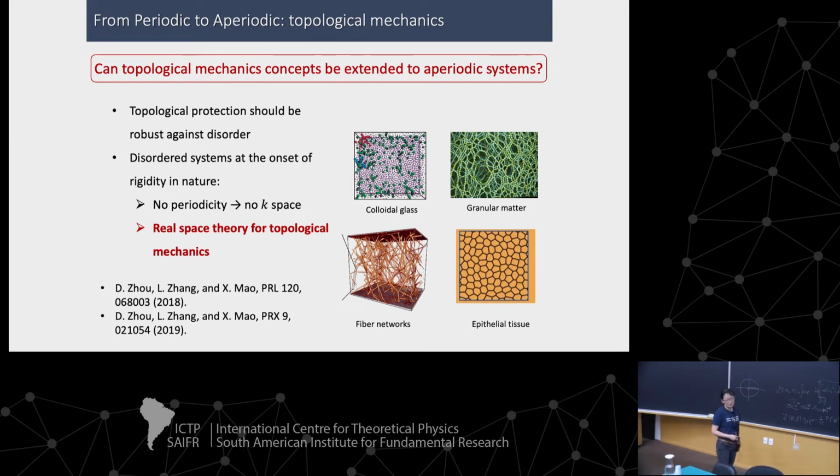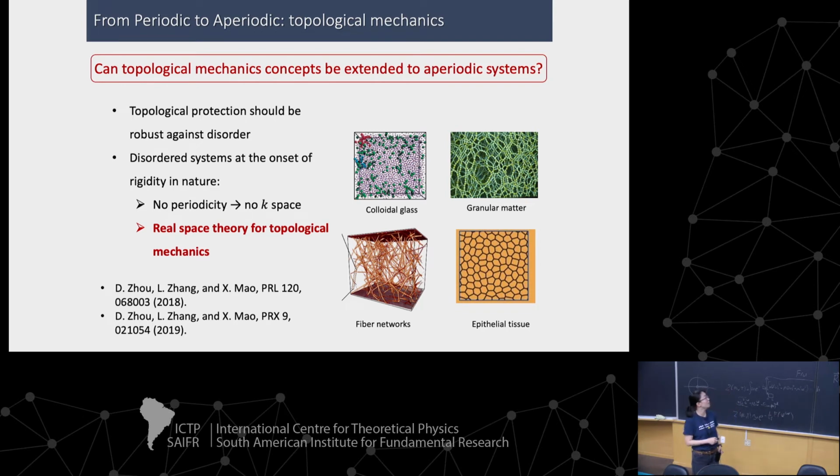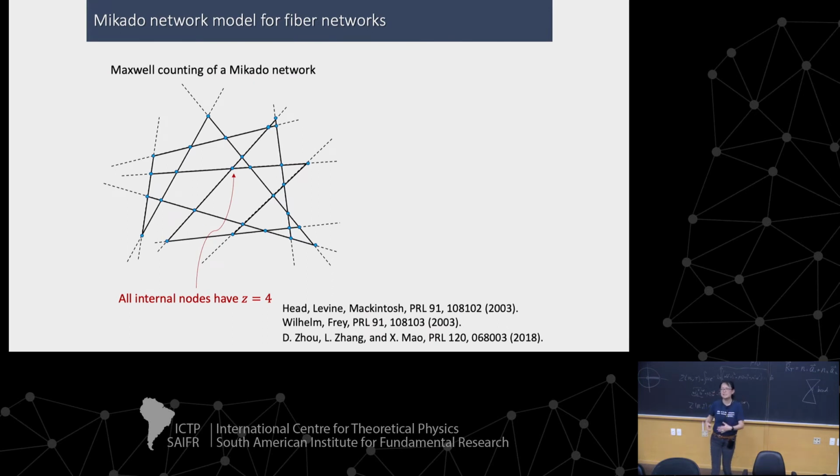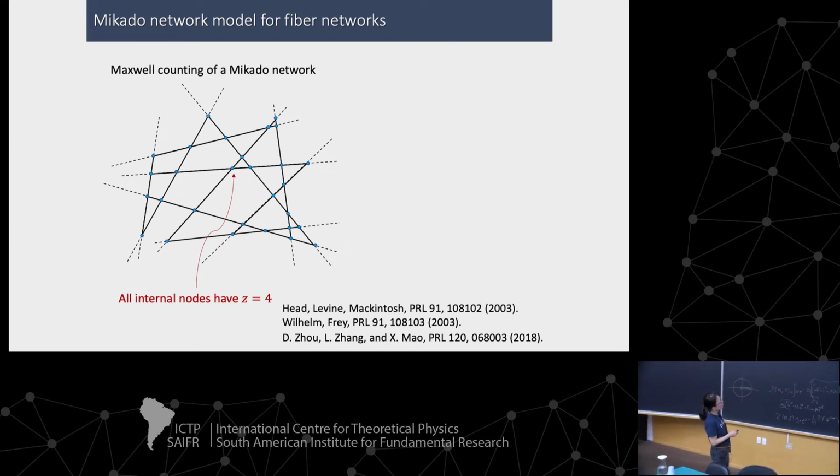And the main difficulty theoretically is that when you don't have a periodic lattice, you don't have momentum space. You cannot do these integrals to define winding numbers. How do you study the phenomena? So we need to find some real space description, right? And in particular, in this series of papers, we developed a real space description for Maxwell lattice topological polarization. And here I would like to first describe a recent paper we wrote studying topological polarization in fiber networks.